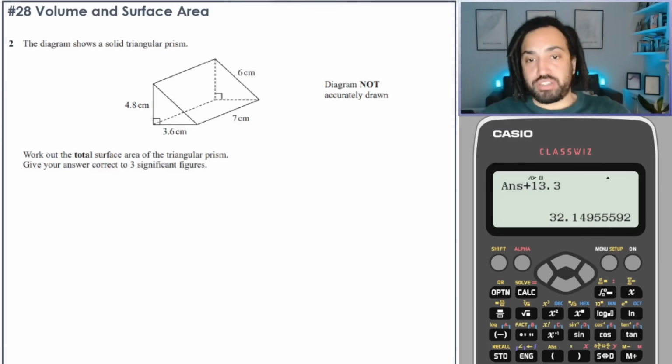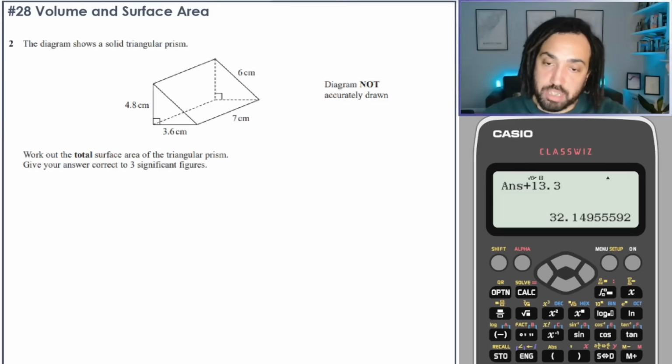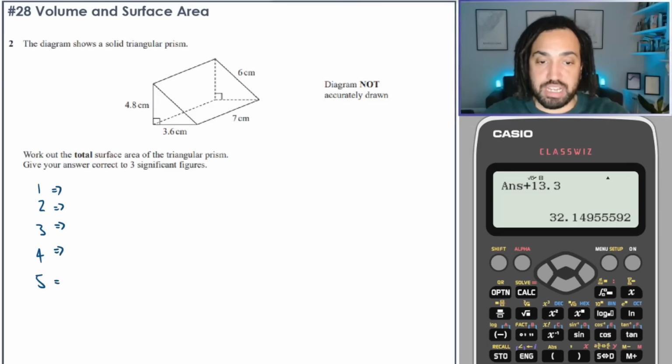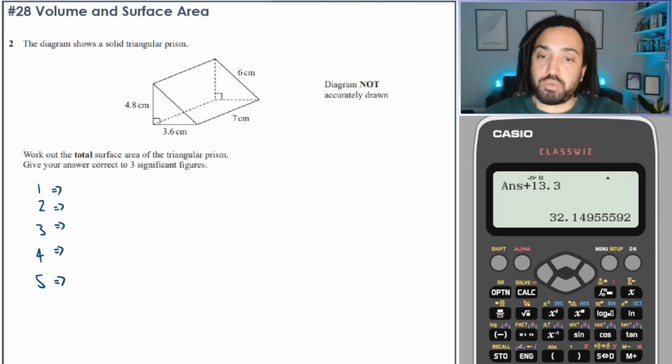Okay, volume and surface area. We're asked for the total surface area of this triangular prism. So what I'm going to do is split it up into the 5 sides, work out the area of each, and then add them up. So side 1, let's start with the base, and that will be 3.6 times 7.